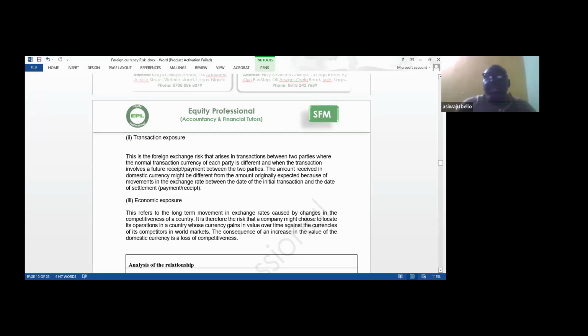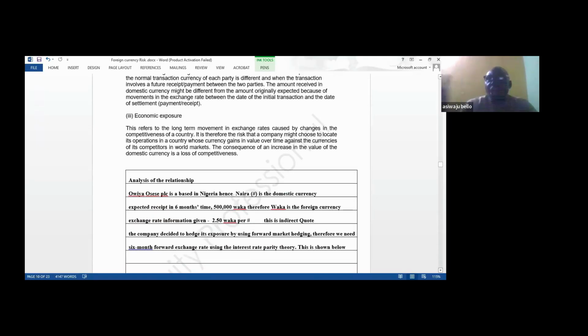Number 3, economic risk or economic exposure. Economic exposure refers to the long-term movements, long-term fluctuation in exchange rates that can affect the competitiveness of a country. This risk can reduce the present value of future cash flows from foreign transaction.